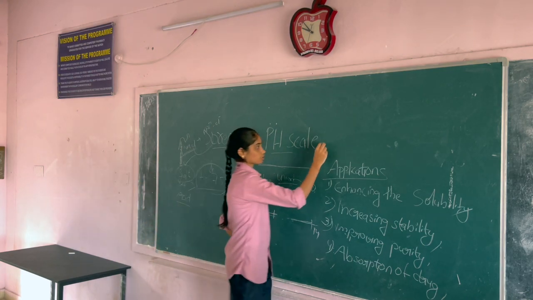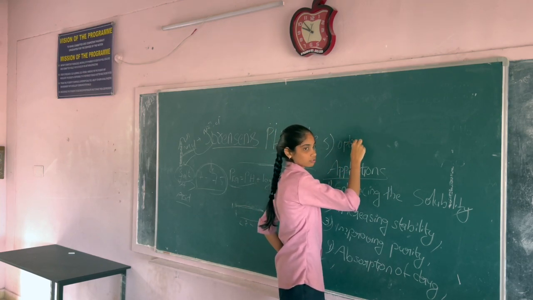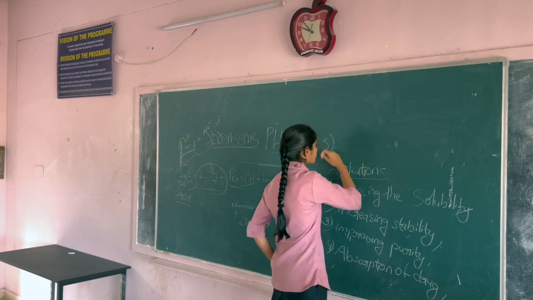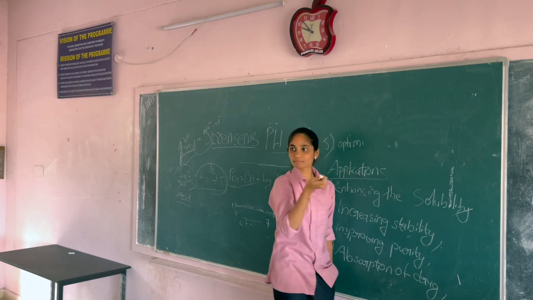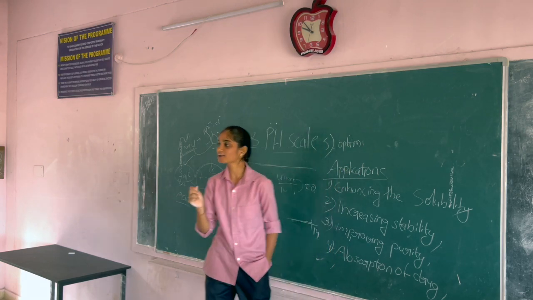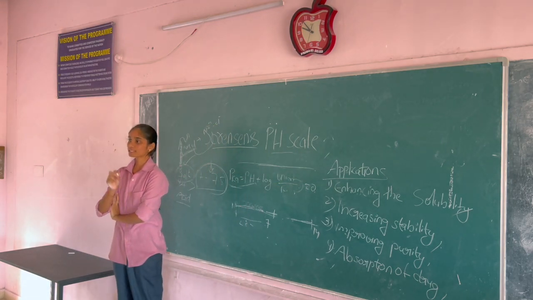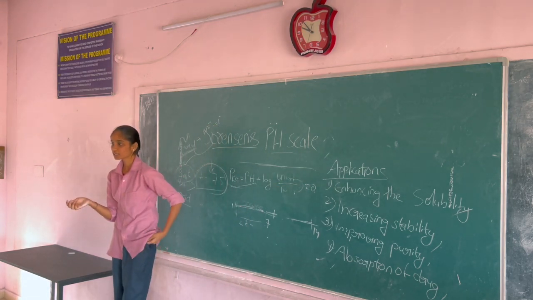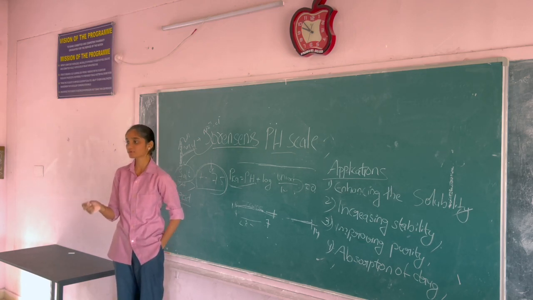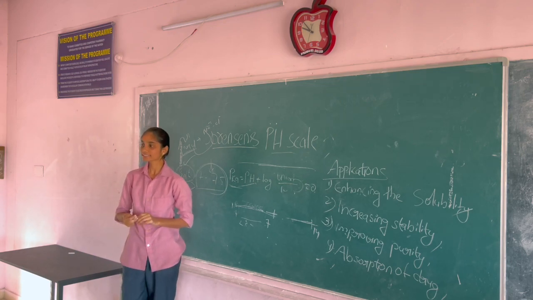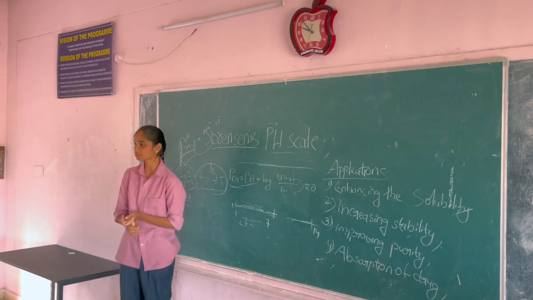Okay, and one more thing, the last one: optimizing biological activity. In our biological system some enzymes are there. We take food, and that food is converted into energy by means of enzymes. The reactivity of these enzymes also depends upon the pH of the body.